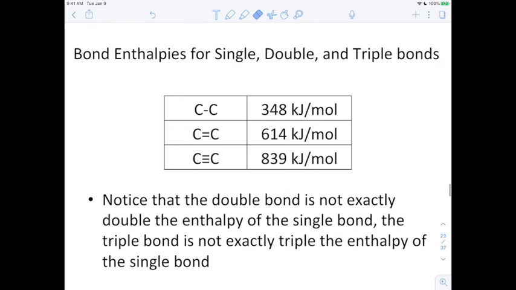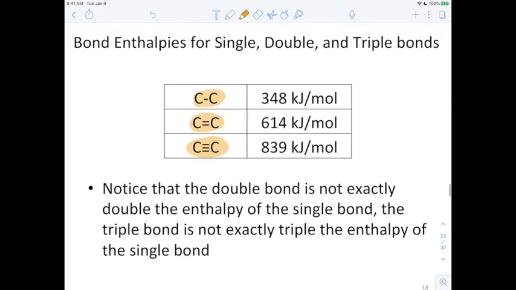All right, so here's just showing our carbon bonds. So we have the single bond here, then followed by the double, and then the triple bond. So for carbon, we have 348 for the single, 614 for the double, and 839 for the triple. And one thing that's kind of striking is that we would have expected a triple bond would be 3 times. So the question is, why not? Why isn't it 3 times as much?